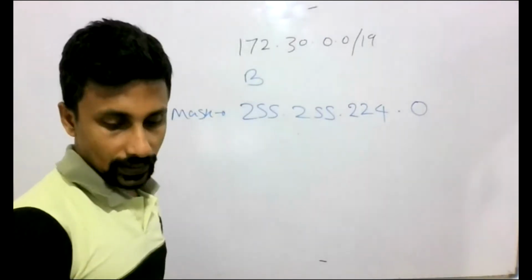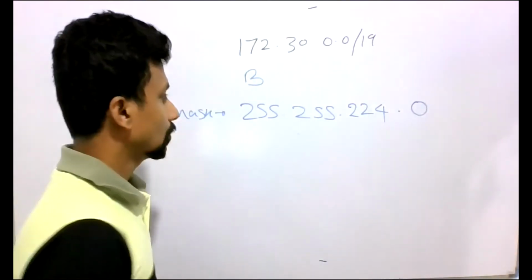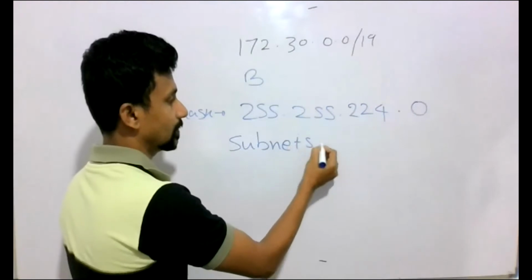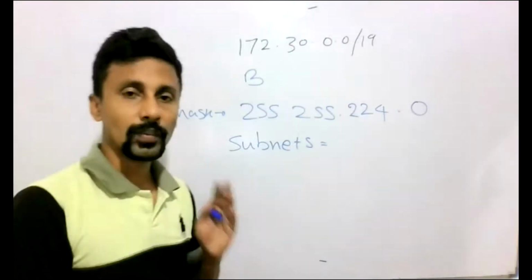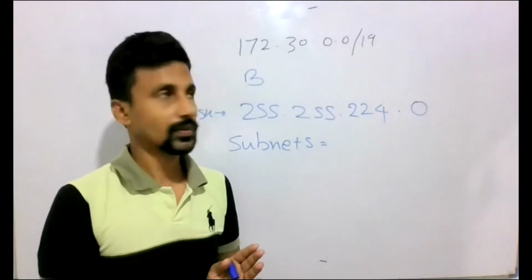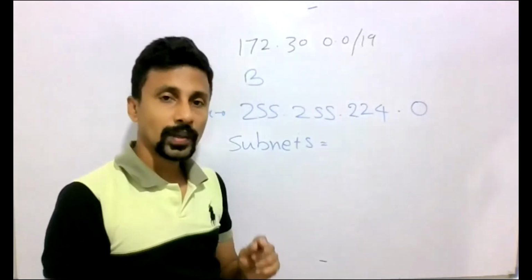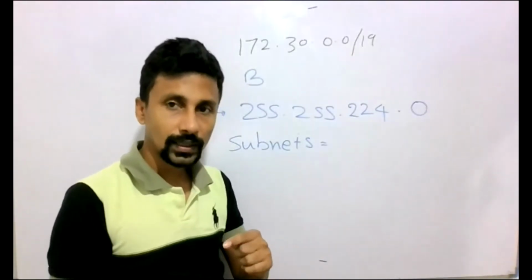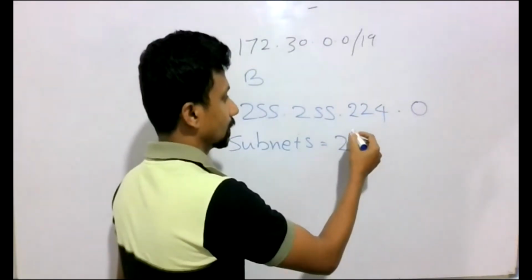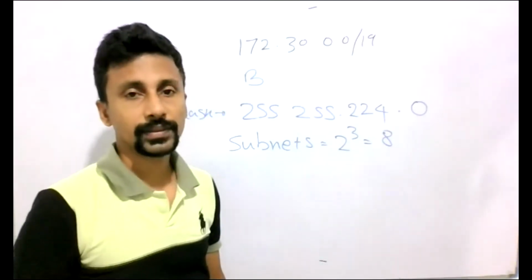Right? Then asking how many subnets and how many hosts. So how many subnets are there? Now this is class B. So class B, normally we have 16 bits for the network. But here we have put 19. That means how many bits you have taken from the host part? 3. එහෙනම් අපිට කියන්න පුළුවන් 2 to the power 3. That is 8 subnets.